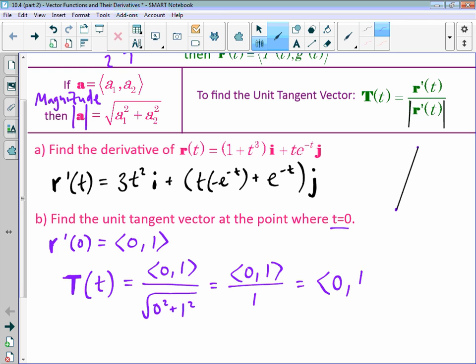Now if I wrote that in terms of i and j, what would that equal? Just 0i plus 1j, so just j. I don't know how the answer key will write stuff, so you might see something like that. Questions on that?